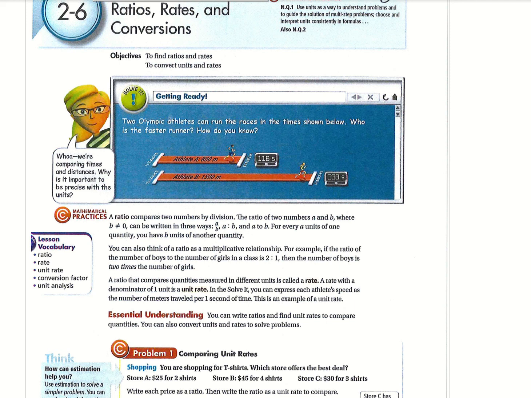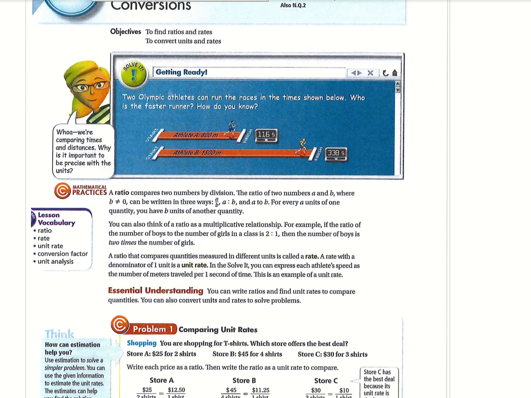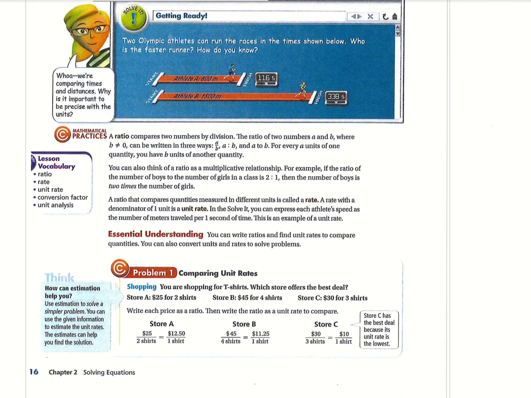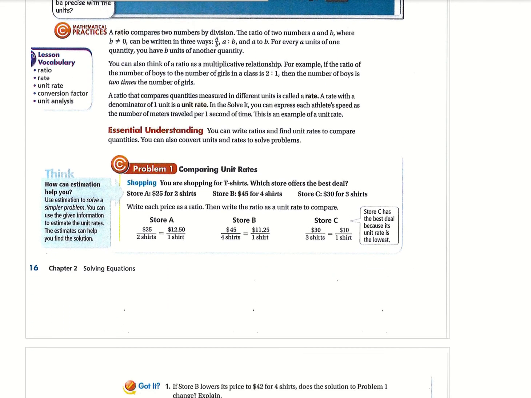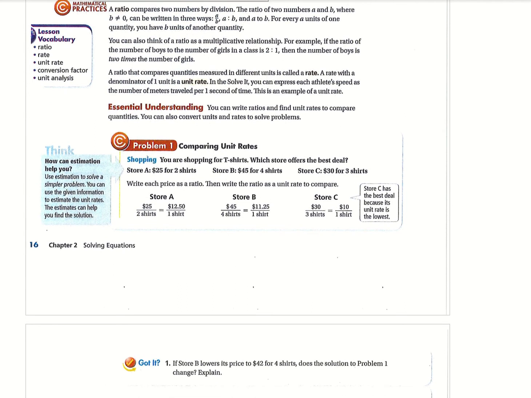Hello. Today we are doing ratios, rates, and conversions, which is 2.6. Our objective for today is to find ratios and rates and then to convert them. All right, so we're going to convert units as well. So we're just going to go ahead and jump right into it.